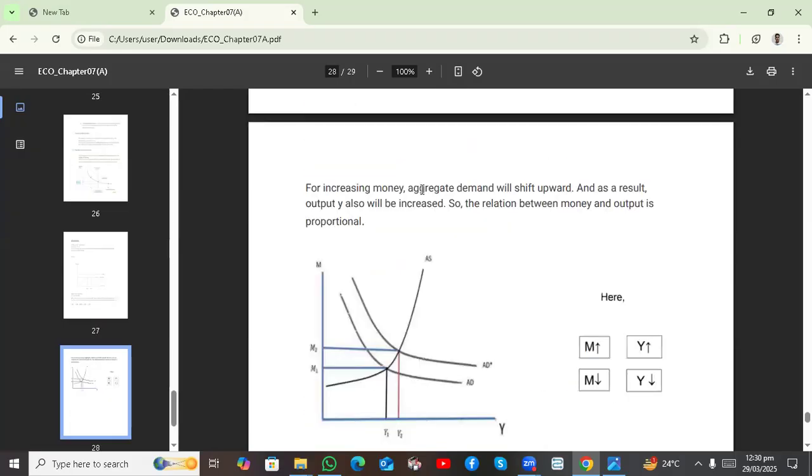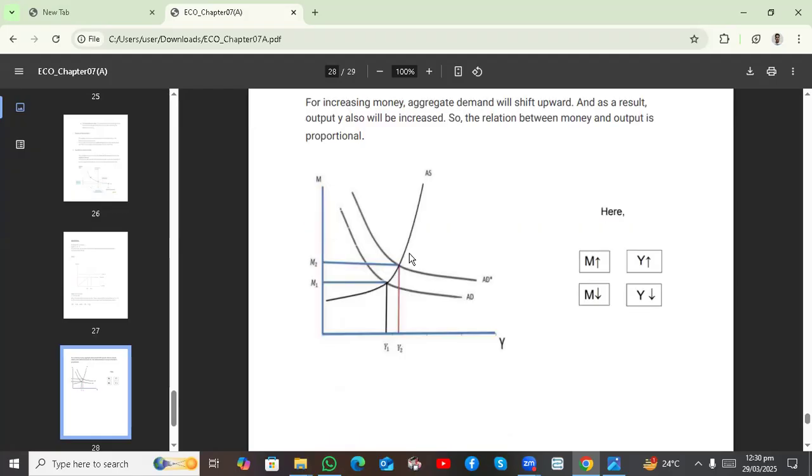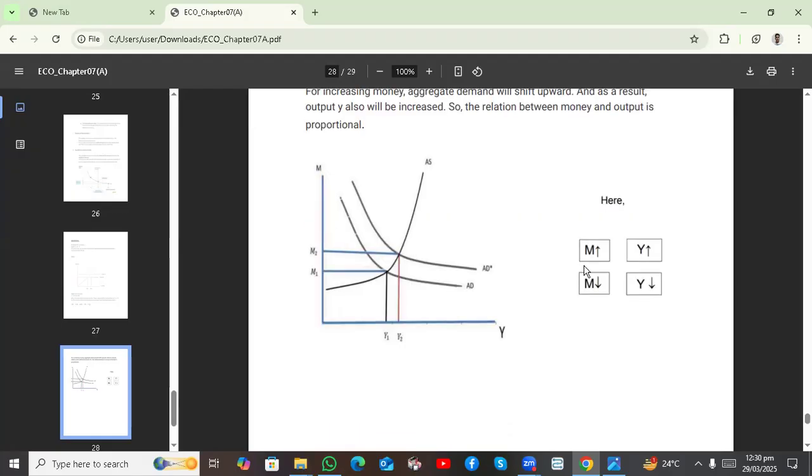So for increasing money, aggregate demand will shift upward, and as a result, output Y will also increase. So the relation between money and output is proportional. If money is increasing, output is increasing. If money is decreasing, output is decreasing.